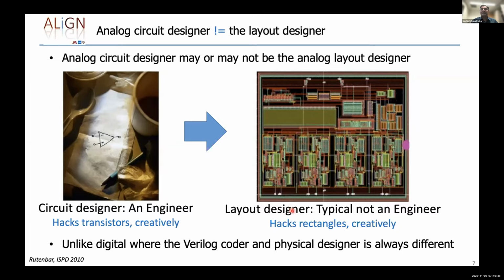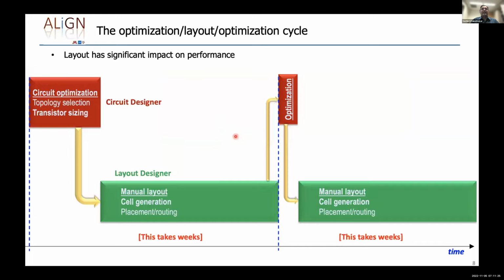Now, the reason why this has to be done by a human, or has had to be done by a human, is because the types of constraints in analog design are quite different from digital design. There are requirements for symmetry. These symmetry requirements are often required because you have differential circuits that must track each other through process variations. And if they don't, then your circuit behavior may not be as desired. By using symmetrical structures, you can actually ensure that you get this kind of tracking. So the bottom line is that layout has a significant impact on performance, and it's being done by someone who's not the circuit designer.